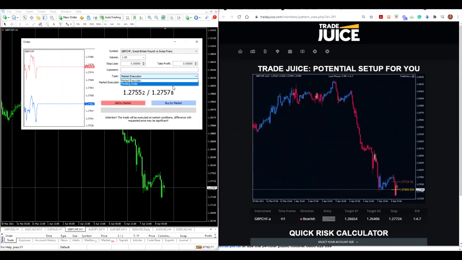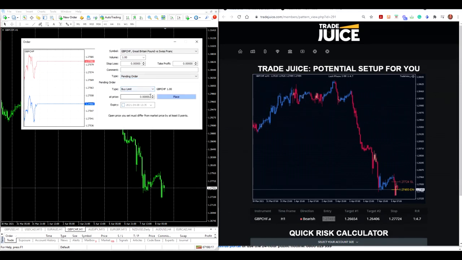I'm going to set, as opposed to a market execution or immediate execution, a pending order, and I'm going to go short. So I'm going to put in a sell stop, which means that once price hits that level there, which is somewhere down here, then I will be in the trade.